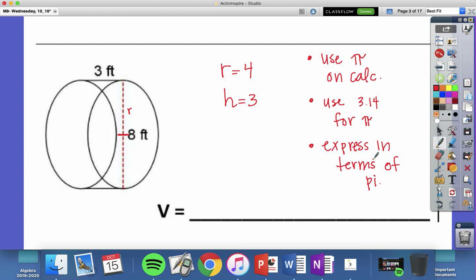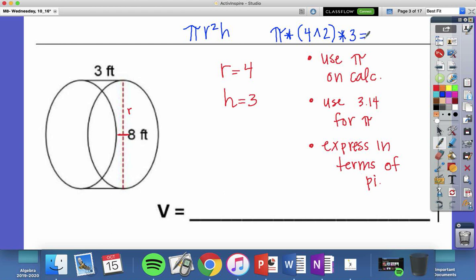So if they don't give us any general directions and they just say find the volume, then we're going to use the pi button on our calculator and we're going to do the formula. So we know the formula is pi r squared h. So in our calculator we would hit the pi button times the radius squared. Well, the radius is 4, so it's going to be 4 to the second power times the height, which is 3.